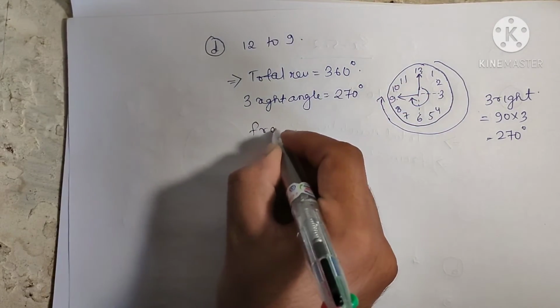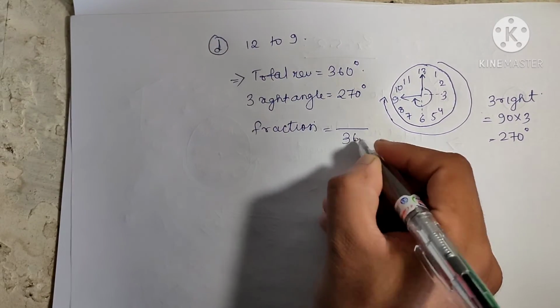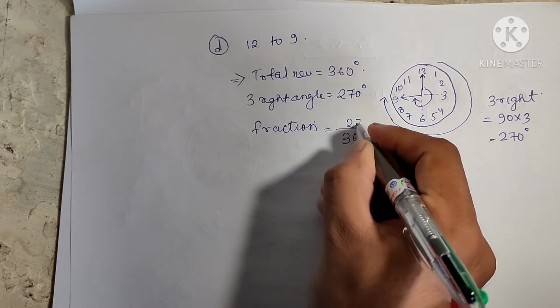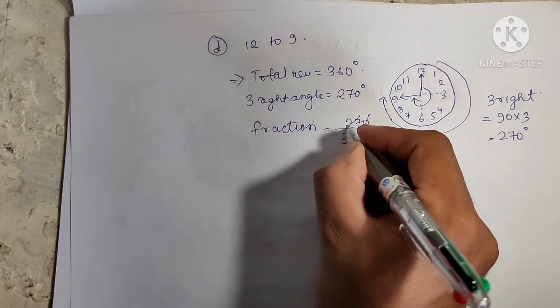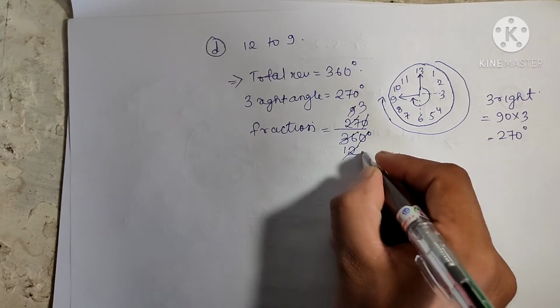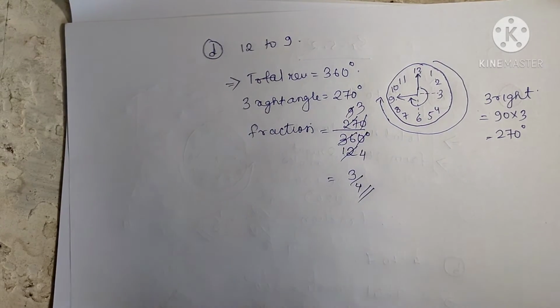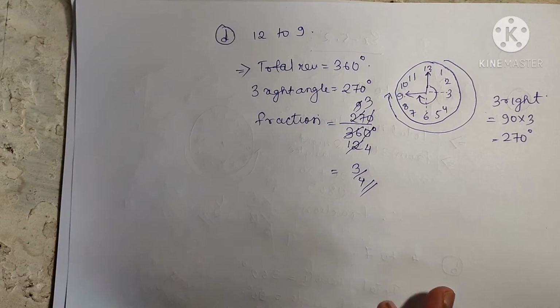So our fraction, how much? Fraction means total is always at the bottom. 360 divided by 270. How much will you get? 3 9 are 27, 3 1 is 3, 3 2 are 6, 3 3 are 9, 3 4 are 12. So we are getting 3 by 4 as our answer. Okay, very simple. If you understand how many right angles the clock is forming, then you will easily solve it. Let the other be your homework.